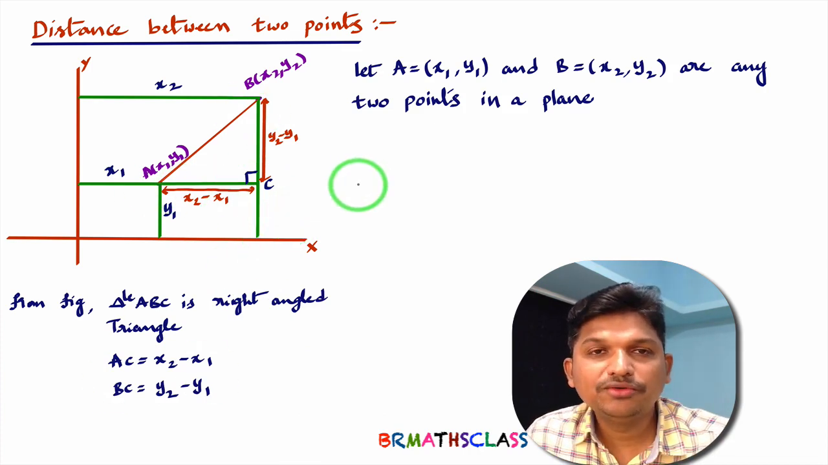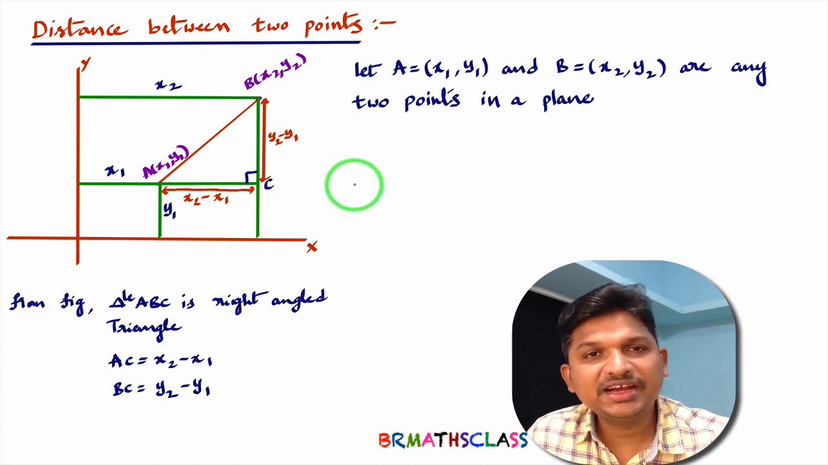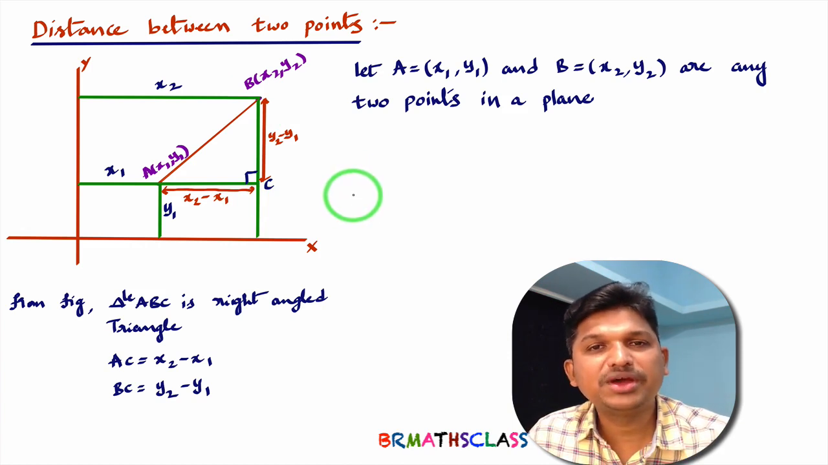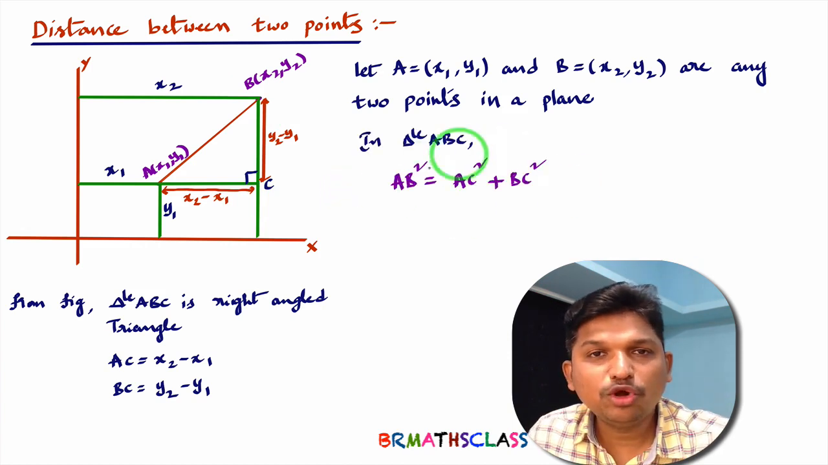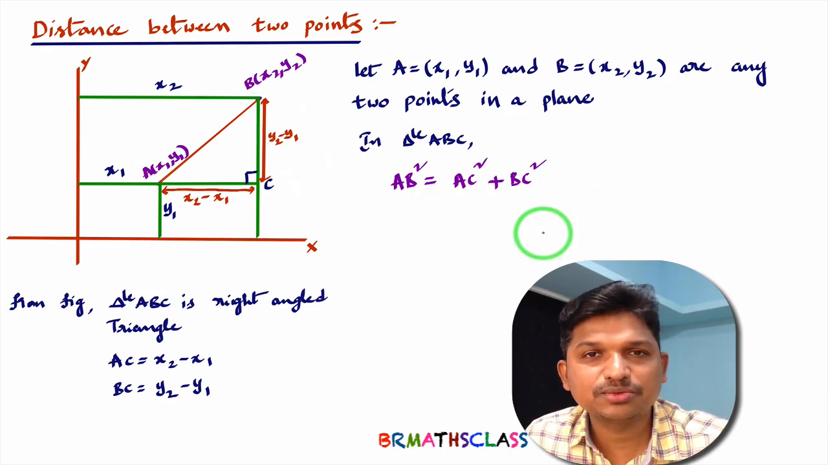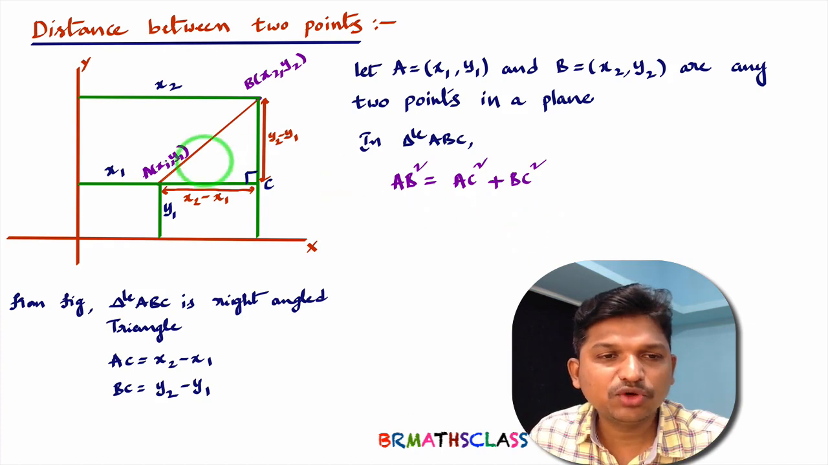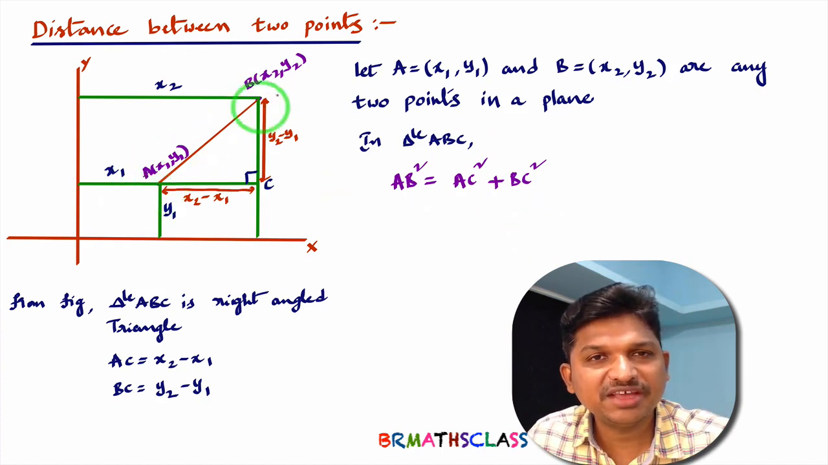Okay. So, we know Pythagoras theorem. What is Pythagoras theorem? In a right angle triangle, square of hypotenuse is sum of squares of other two sides. I got this statement from Pythagoras theorem. AB square equal to AC square plus BC square. What are you trying for? You are trying to find distance between the points A and B. That means you are trying to find AB.